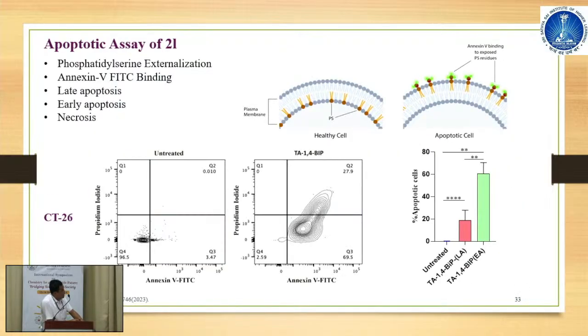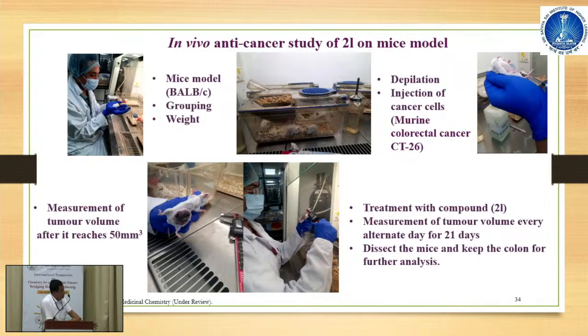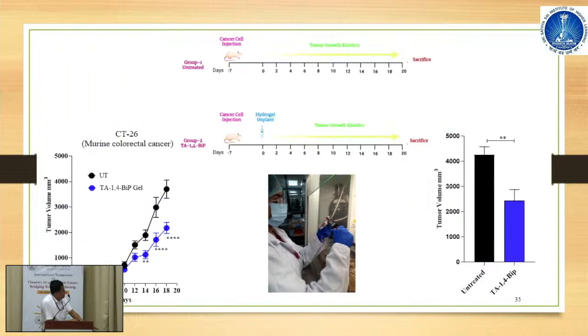And I went to check the apoptotic assay, and you can clearly see that 20% of the cells are in late apoptosis, and 60 to 70% of the cells are in the early apoptotic phase. So we went on to check this compound in a mice model. This is the procedure that we followed, and this was the result. After 21 days, we were able to see that our compound is able to inhibit the growth of tumor in the mice by half.